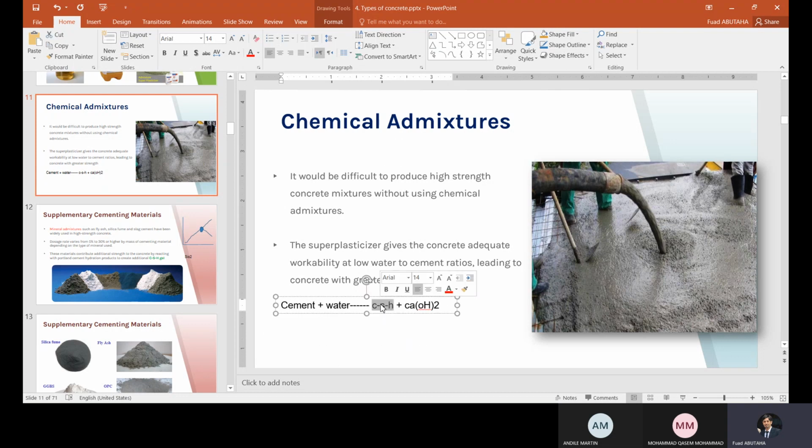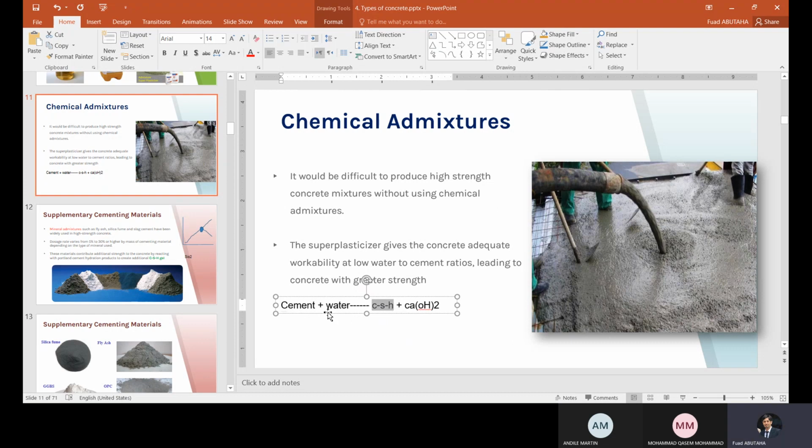It means the higher the contents of calcium silica hydrate, the higher the strength of concrete. The more calcium silica hydrate in the concrete, the higher the strength, and the lower the calcium silica hydrate contents, the lower the strength of concrete. So in order to achieve higher strength of concrete, we need to increase the calcium silica hydrate in the concrete.